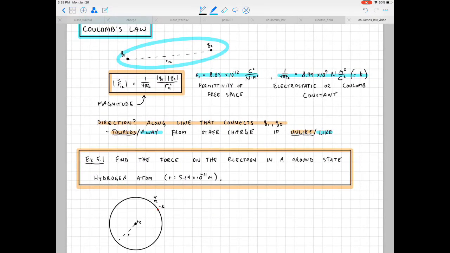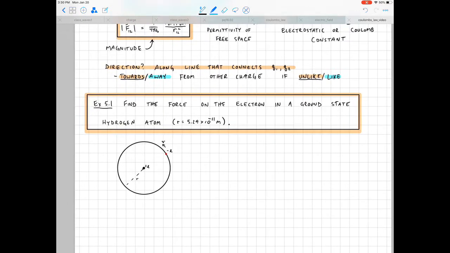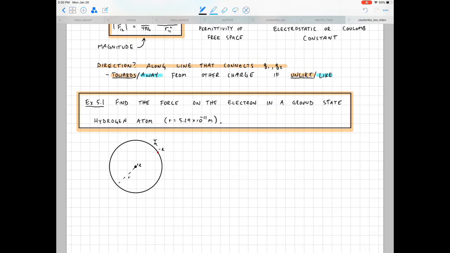All right, so let's look at example 5.1 just to do a quick calculation. We are going to find the force on the electron in a ground state hydrogen atom. In the ground state hydrogen atom, there's a separation of 5.29 times 10 to the negative 11 meters between the proton and the electron. Go ahead and pause the video right here and solve this on your own, and then when you're done, unpause it and follow along as I finish the problem. All right, so pause it now.